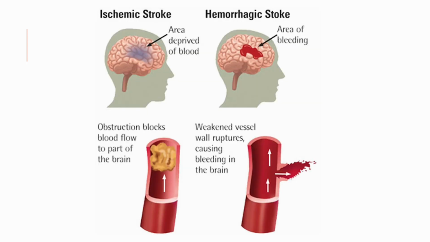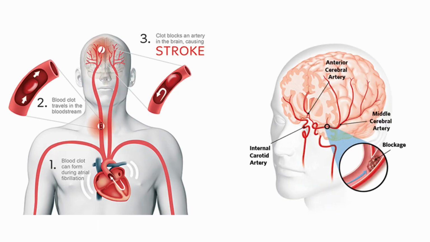Stroke is an acute neurological disease in which the blood supply to the brain is interrupted, causing brain cells to die or be seriously damaged, thus impairing brain functions. Stroke is classified into 2 major categories: ischemic and hemorrhagic. In an ischemic stroke, a blood vessel becomes occluded and the blood supply to part of the brain is blocked. Ischemic stroke is divided into thrombotic stroke, embolic stroke, systemic hypoperfusion, and venous thrombosis.